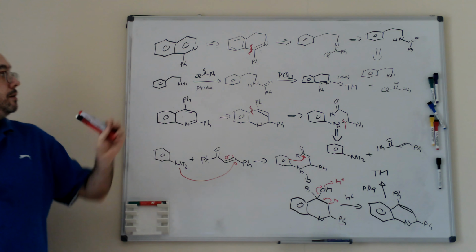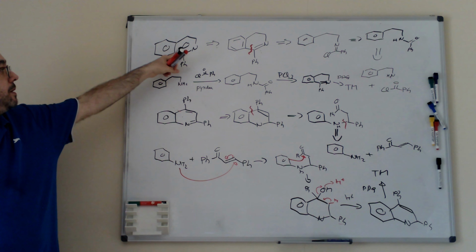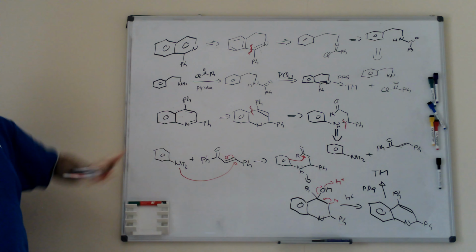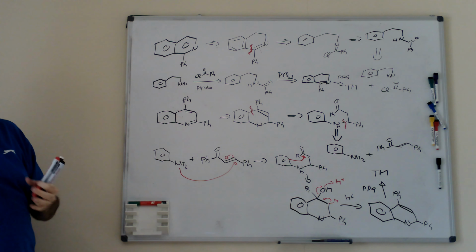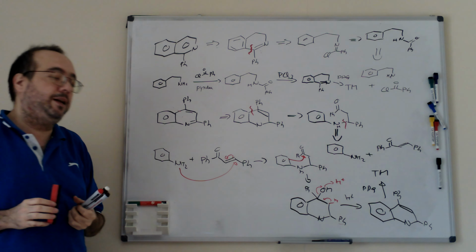Remember, for isoquinolines, we break this bond. For quinolines, what we do is this is coming from the addition of aniline to an alpha-beta unsaturated ketone.